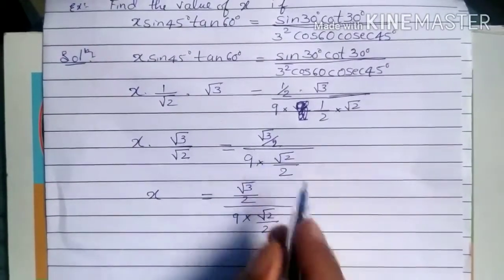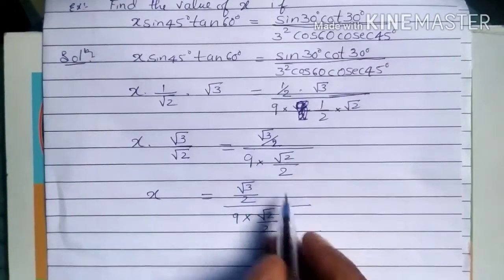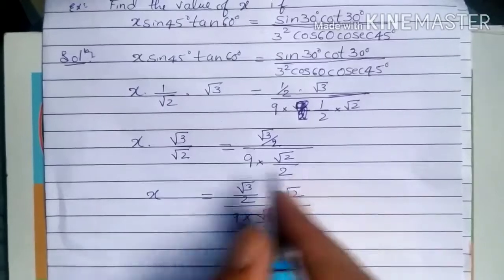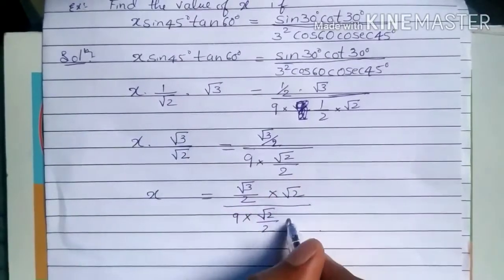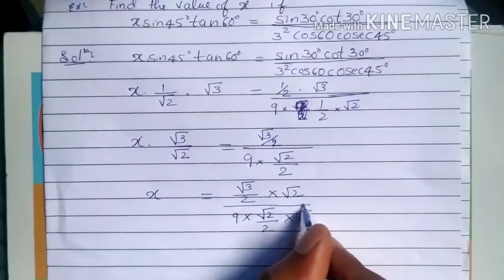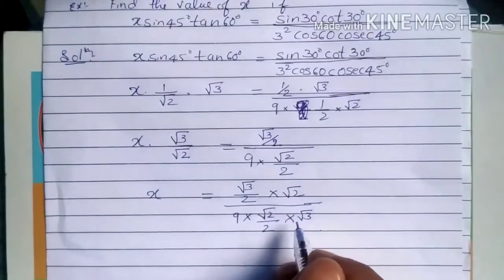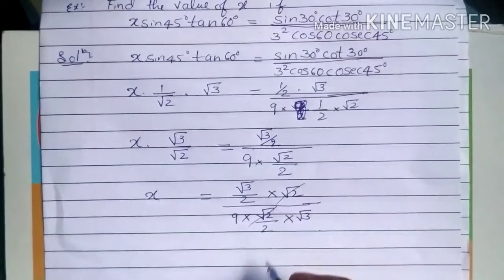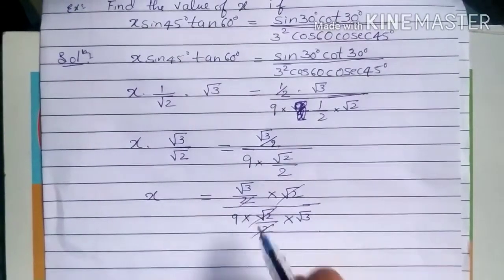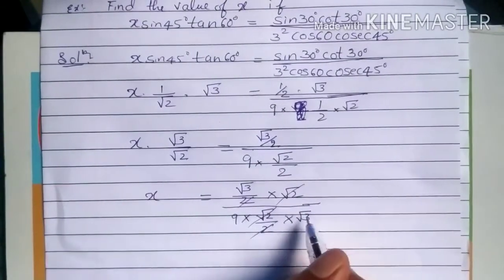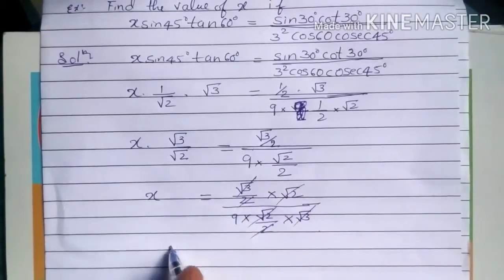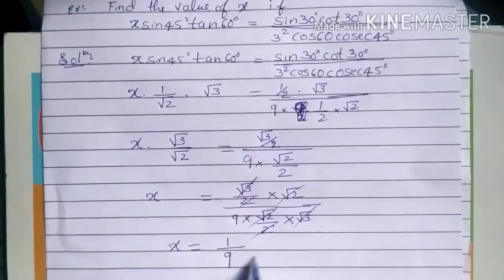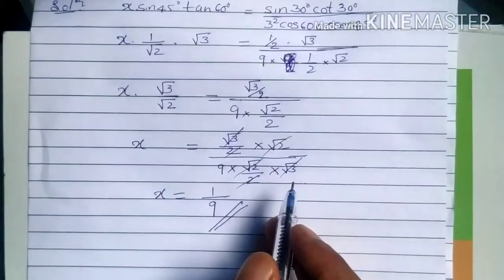So this was already in the right hand side. Now shifting this, denominator goes to numerator and numerator goes to denominator, root 3. So here you can cancel root 2 and this 2 and this 2, and definitely root 3 and root 3. So x is equal to 1 by 9. So this is the answer.